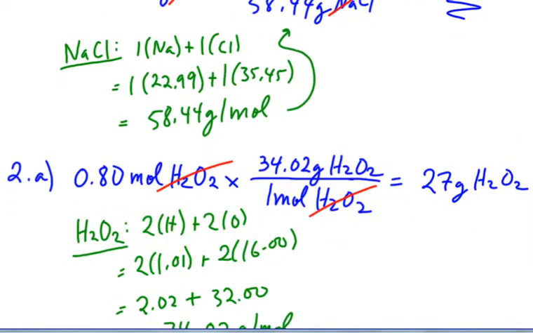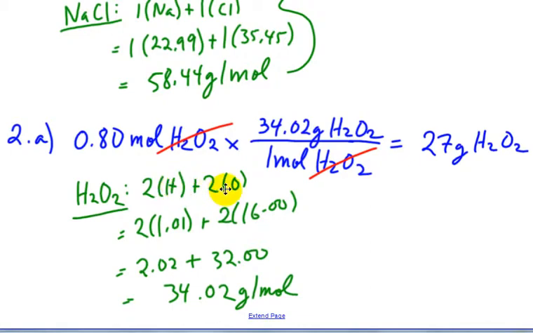So H2O2, 2 hydrogens, 2 oxygens, 2 times 1.01, 2 times 16.00, so we get 34.02 grams per 1 mole. And of course we want to go from moles to grams, so moles will be on the bottom, grams on top. So our 34.02 grams for every 1 mole will be arranged like this. 0.8 times 34.02 grams divided by 1, 27 grams. And of course 2 sig figs, because we have 2 sig figs there.